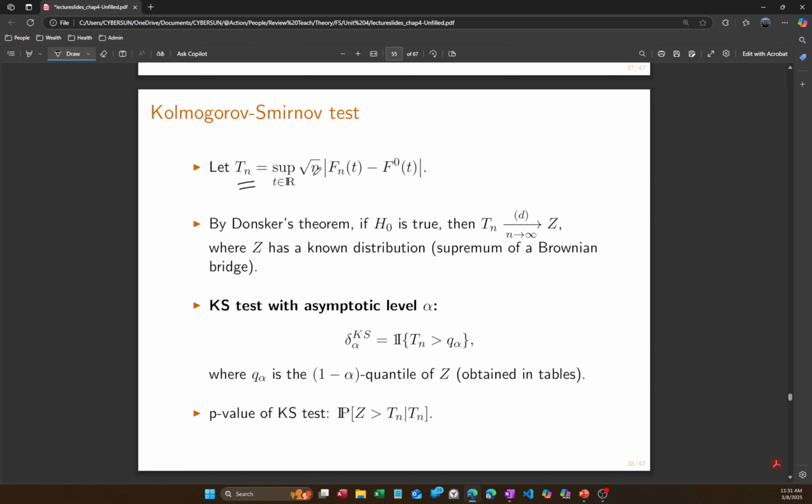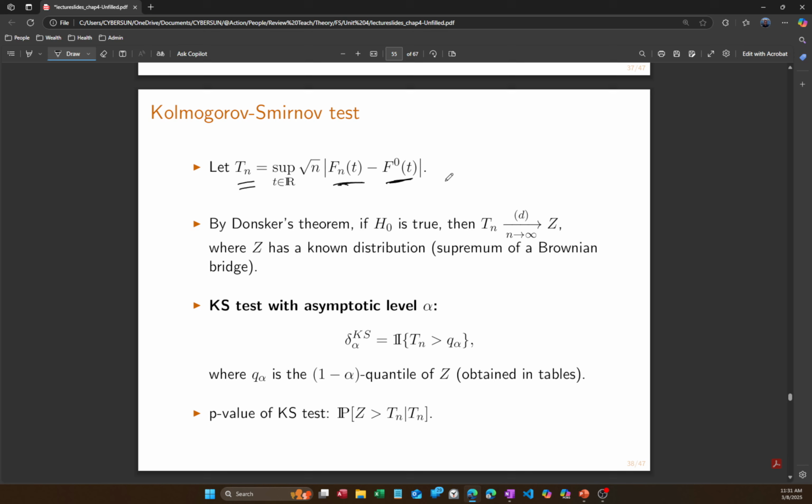of square root of n times the absolute value of the difference between Fn(t) and F naught(t), where t belongs to the real number line. Here Fn(t) is an empirical distribution function, while F naught(t) is a hypothesized distribution function under the null hypothesis H naught, which we did in the last session.